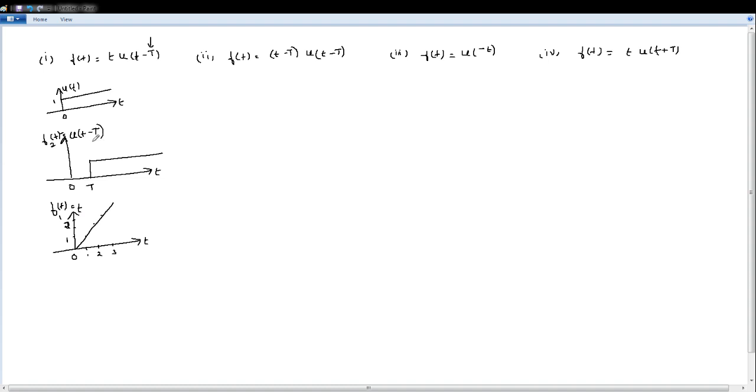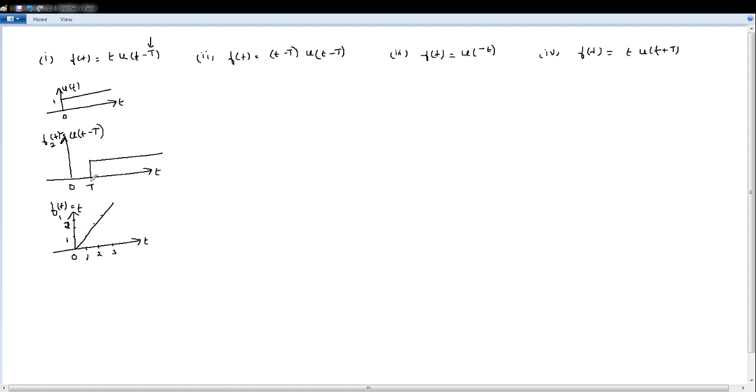So you have two functions, f1 of t here and f2 of t, and you need to multiply those two to get f of t. When I multiply, this T may be any value. It may be 1, it may be 2. If it is 1, the part of the waveform which is present to the left of 1 will be 0 when you multiply. See here, there is no waveform, but there is a waveform here. This is 0 into some finite value, which is 0.